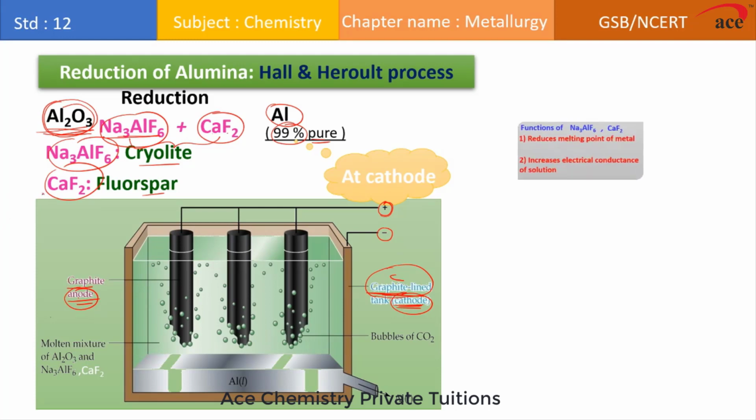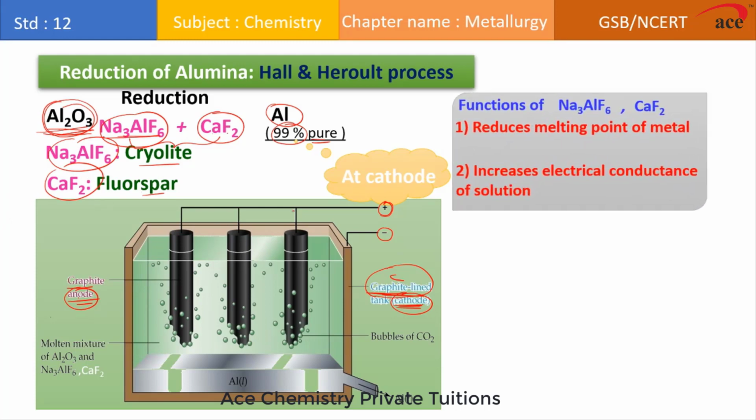The answer is that there are two difficulties we are facing in this process. The conductivity of alumina is very low, and to melt alumina a very high temperature is required. We can get rid of these two difficulties if we add these electrolytes, Na3AlF6 and CaF2. So there are two advantages. First, it reduces the melting point of the metal, and second, it increases the electrical conductance of the solution.